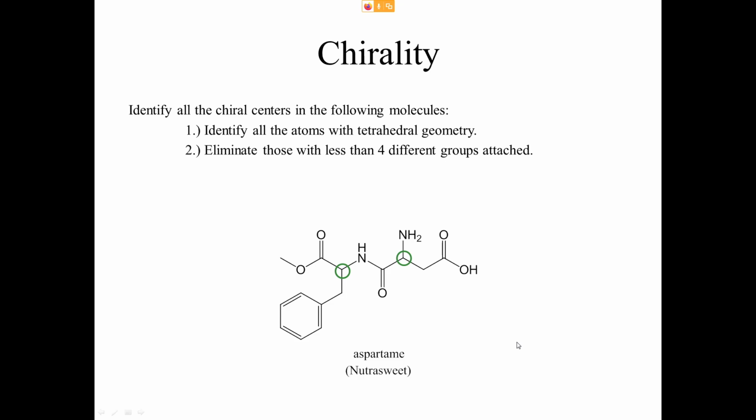So it's like flipping coins. How many ways can you get all heads or all tails, right? Or how many different ways can coins come up? If I add more coins to the list, I double my options. And that's what's happening with these chiral centers.